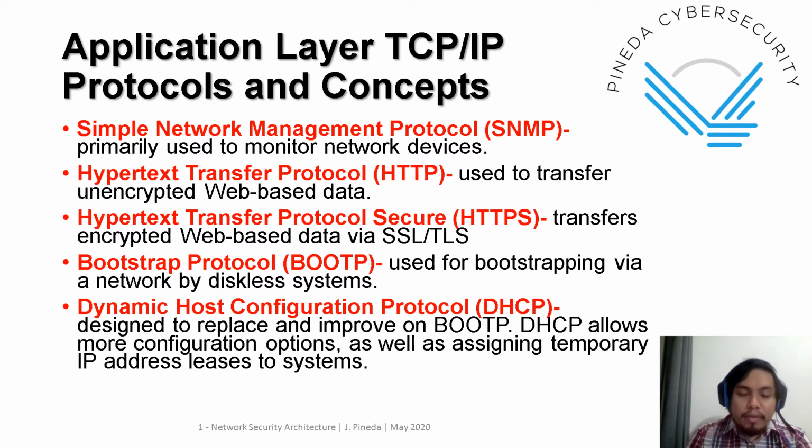And then we have Bootstrap, which is used for bootstrapping via a network of diskless systems. And we also have DHCP. So DHCP allows more configuration options as well as assigning temporary IP address leases to systems. So DHCP, if set up in a local network, will give or lease IP addresses to network devices, so they can communicate internally or going outside to the internet.